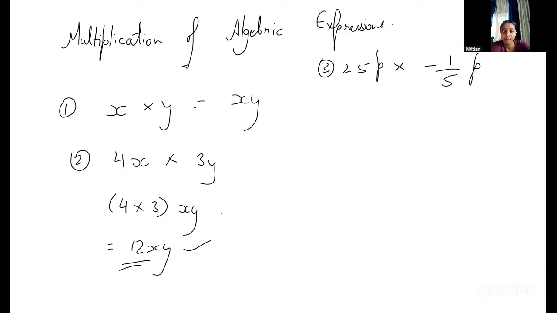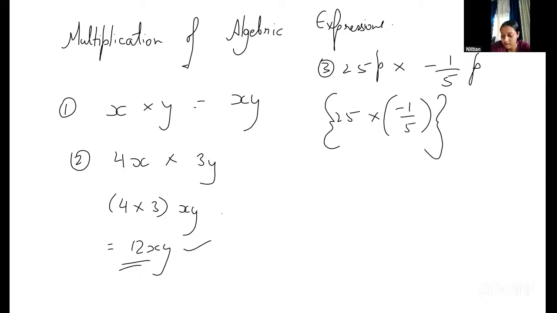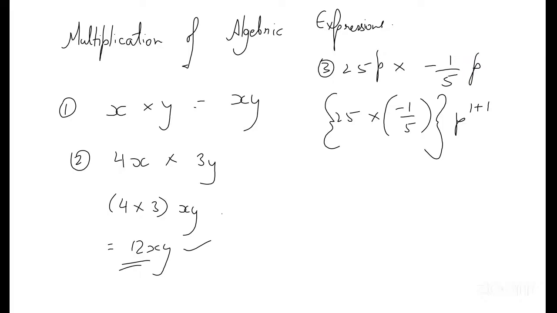25p multiplied by minus 1 by 5p. So we will take p common and we will take the rest of the numbers together, that is 25, we can put brackets also, multiplied by minus 1 upon 5, and p raised to the power 1 plus 1. Why 1 plus 1? Because there are two p's, the power of the first p and the power of the second.